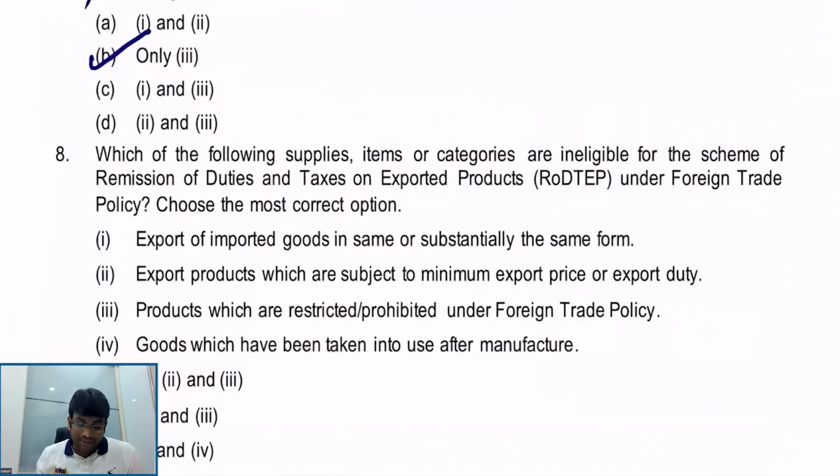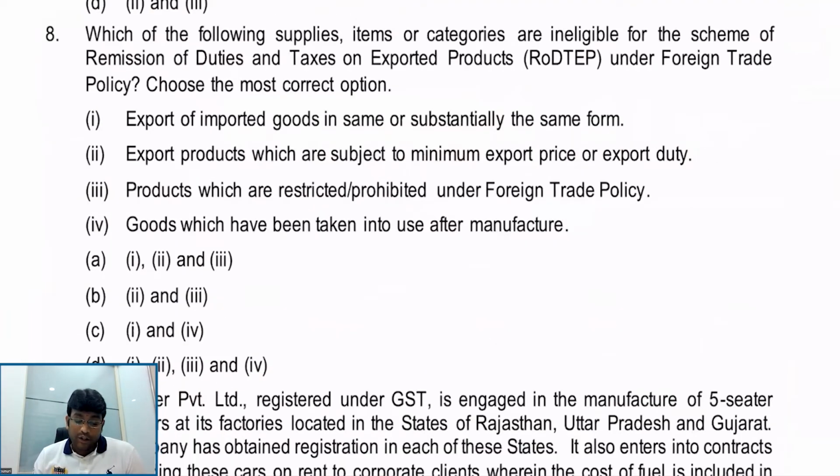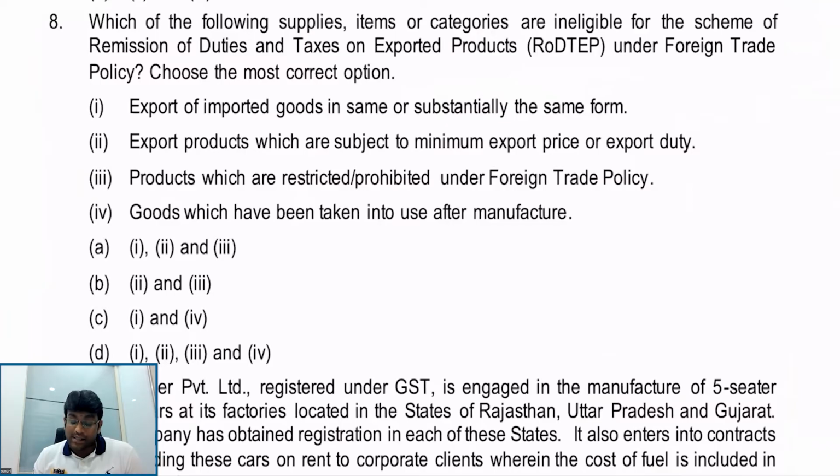Next. 8th question. Which of the following supplies, items or categories are ineligible for the scheme of remission of duties and taxes on exported goods? RODTEP, remission of duties and taxes on exported products. This RoDTEP basically replaces the MEIS scheme. Whatever points we have in the MEIS scheme, the same points are there in the RoDTEP scheme also. Remission of duties and taxes on exported products. Choose the most correct option.